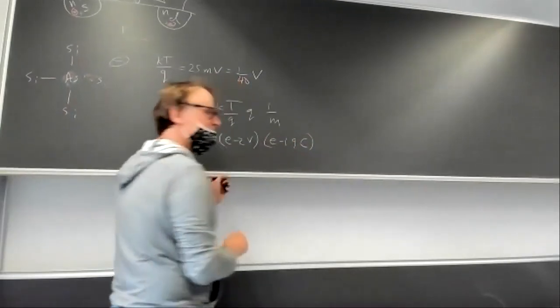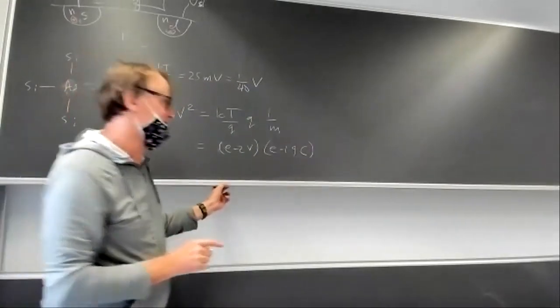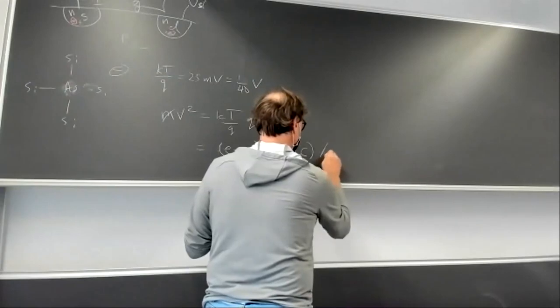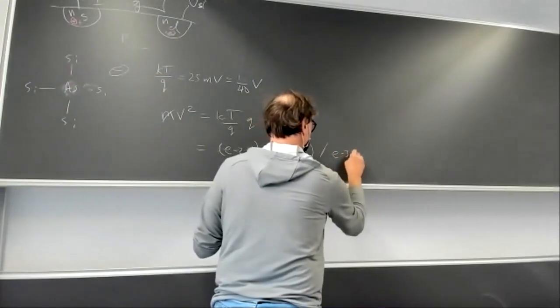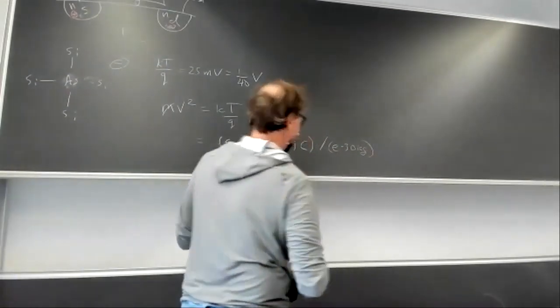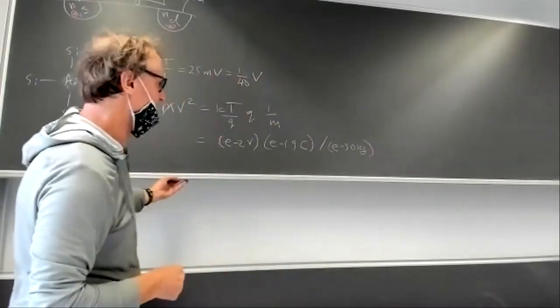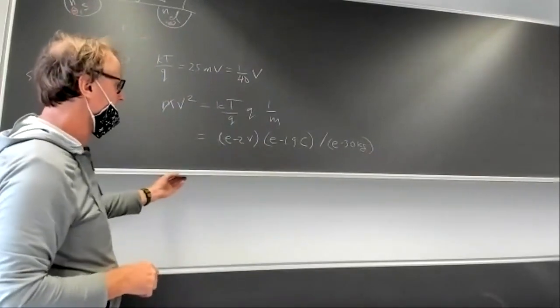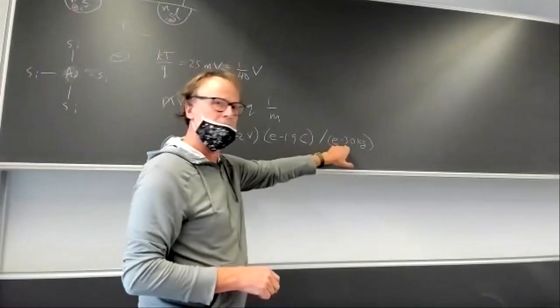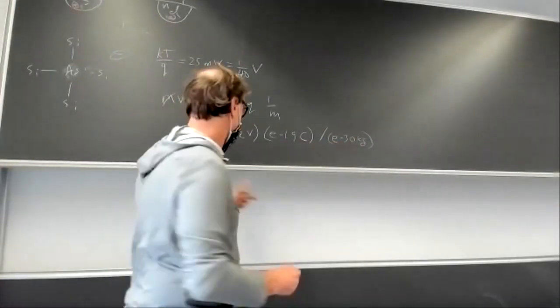And what's the mass of an electron? 9.11 times 10 to the minus 31. Now we have to divide by E minus 30 kilograms, roughly. I know that because I was a physicist before. Okay, so what does that come out to be? Minus 21 plus 30. So about E9.